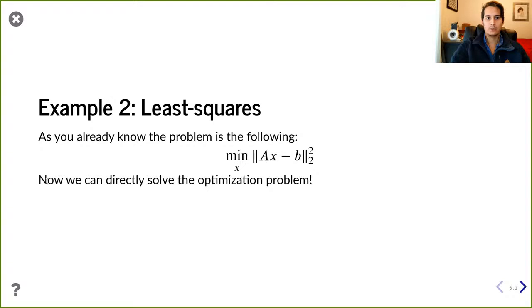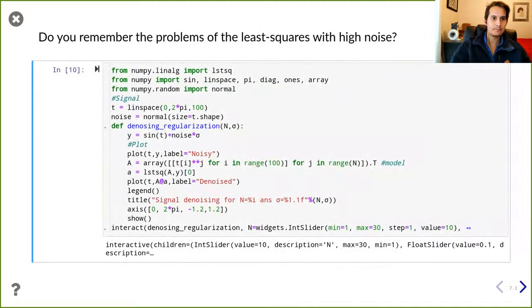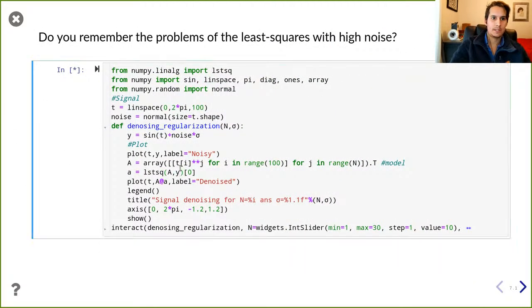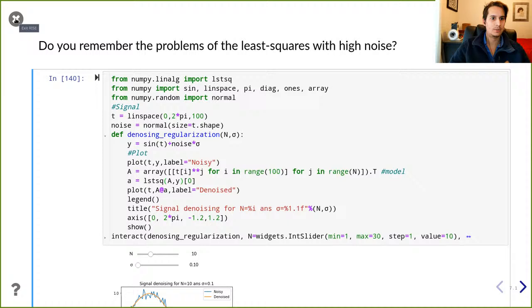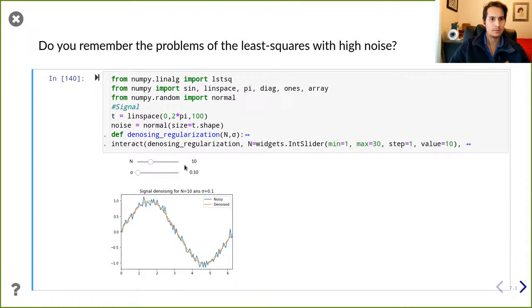And the other example was to try to do the least squares problem with the CVXPY library instead of just using the direct solution with the least squares function. And here I have our previous example. Then you had your number of basis functions, the amount of noise, and here you have the solution in yellow and the data is in blue.